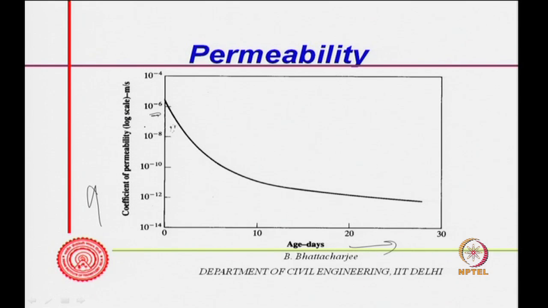Here, 10 to the power minus 6, this is plotted in log scale, but with higher age it reduces. So, it is 10 to the power minus 6, and it goes to 10 to the power minus 12 in meters per second. So, with age it reduces, and we can understand hydration will progress, capillaries will get segmented, capillaries which are interconnected.